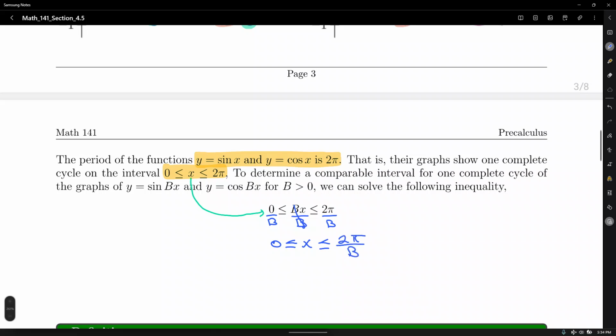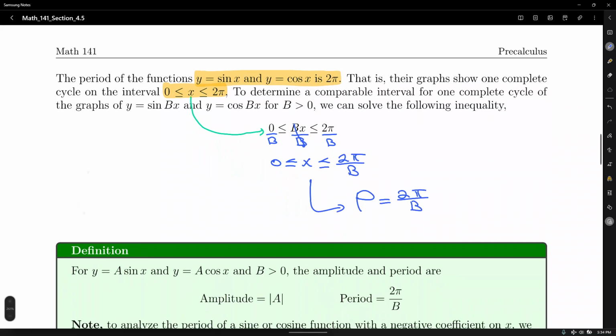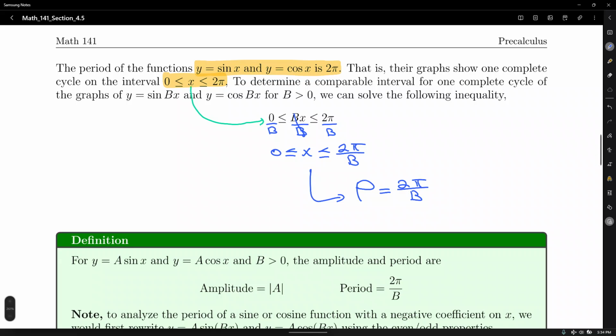And actually, looking at this inequality, this is the derivation, or the proof if you will, to determine that the period formula equals 2 pi over b. In case you have done this before in high school, they might ask you to memorize the fact that p equals 2 pi over b. That's how you get the period of the sine and the cosine function.